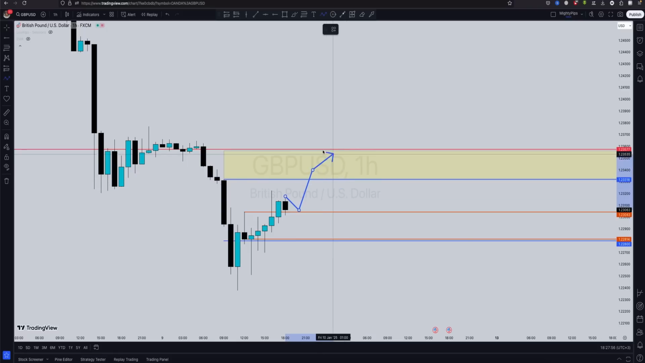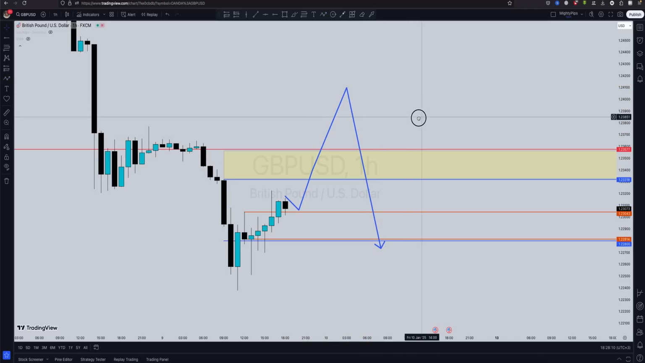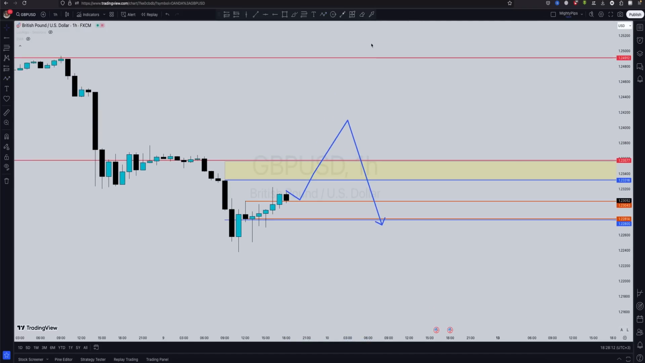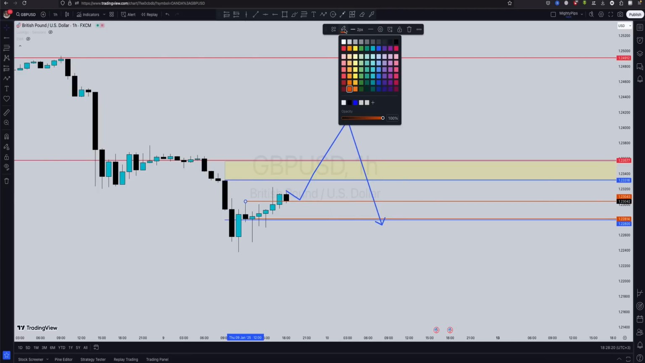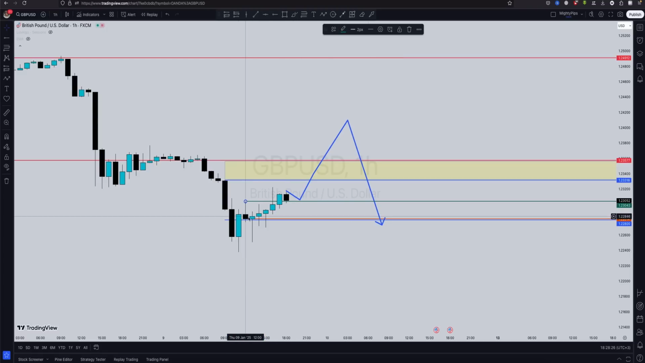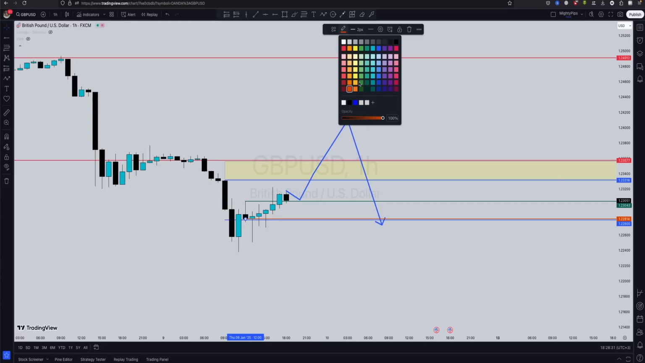So now here we will be waiting for it to either reject that area around the yellow zone and push lower, or if it breaks above the yellow zone, then there we are looking to trade within the daily tradable zone, which is this area up here between these two red lines. So let me just change this color because it can be confusing. Let's make it green, so that we don't confuse it with the daily.